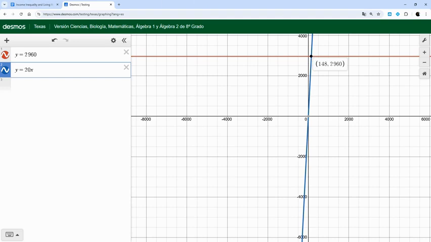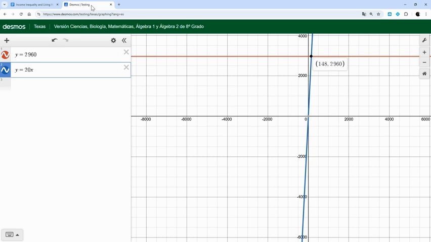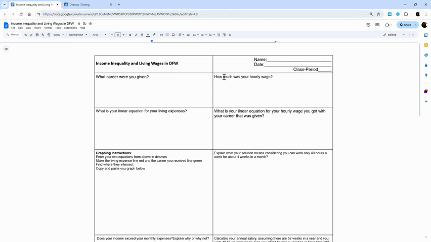Okay, so once they do that, they need to explain what the solution means. This means that you have to work 148 hours to meet the minimum expenses. So they have to know that they have to work 148 hours. Explain what the solution means if you can only work 40 hours a week. So now they're going to have to do an additional step. They're going to have to take 148 and divide by 40 and see what that is.